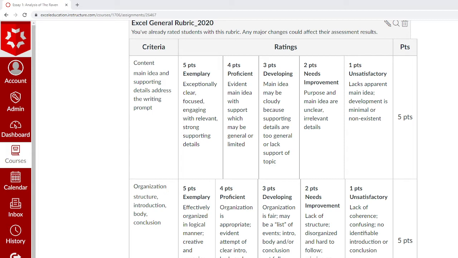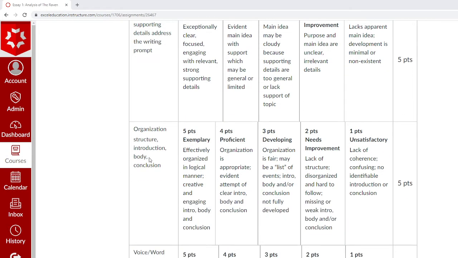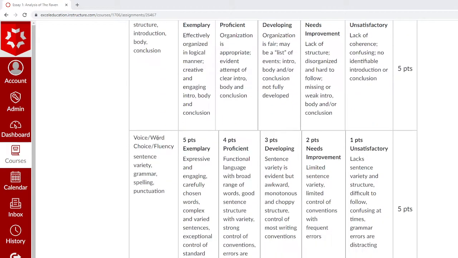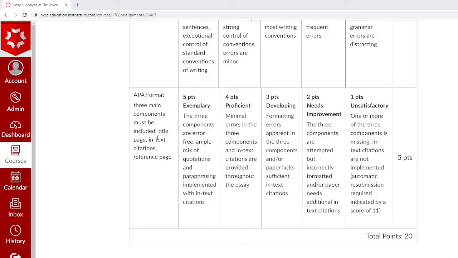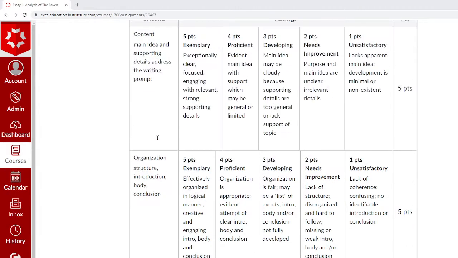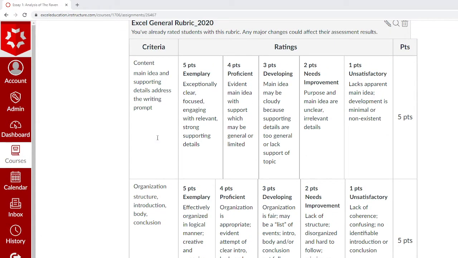Our writing rubric is broken into 4 categories. We have the first one, which is content, then the second, which is organization. Then our third is voice, word choice, and fluency. And finally, we score you on APA format. We're going to take a close look at each of these individual categories. The first is the content.